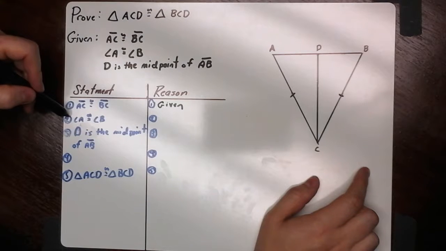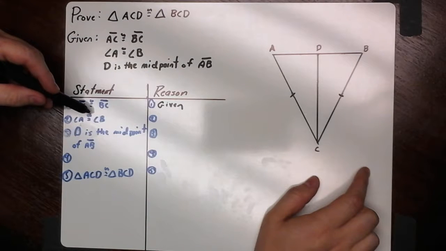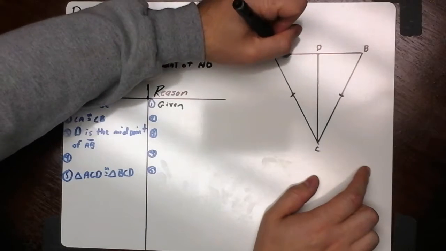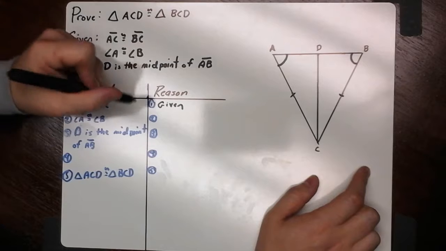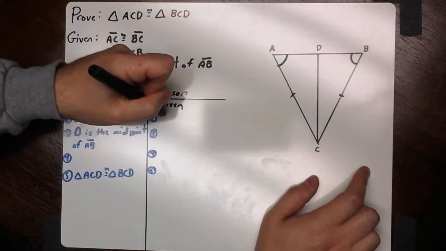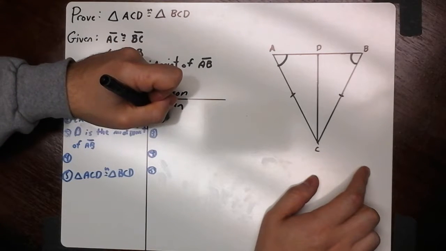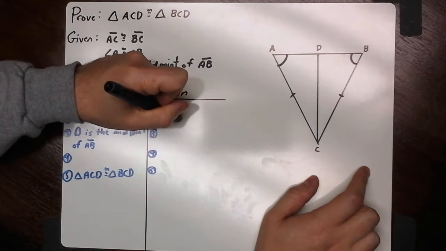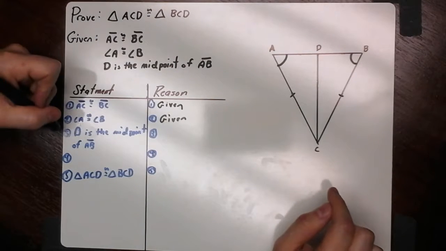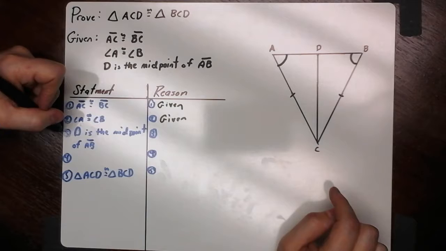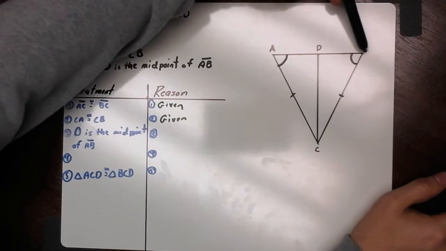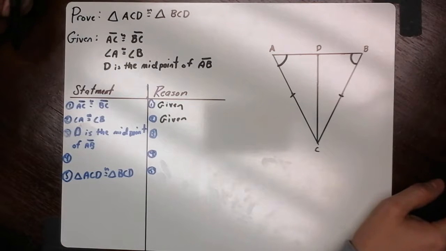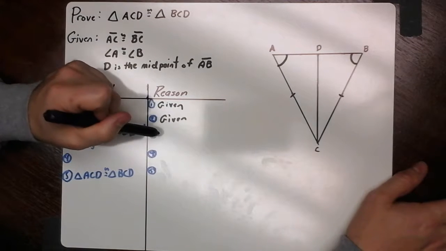Then they told me angle A is congruent to angle B. I know that, which is these 2 angles, because it's given. They wrote it right here. They had to give it to me. Then it says D is the midpoint of AB. So D, this point here, D is the middle of those points. That is also given.